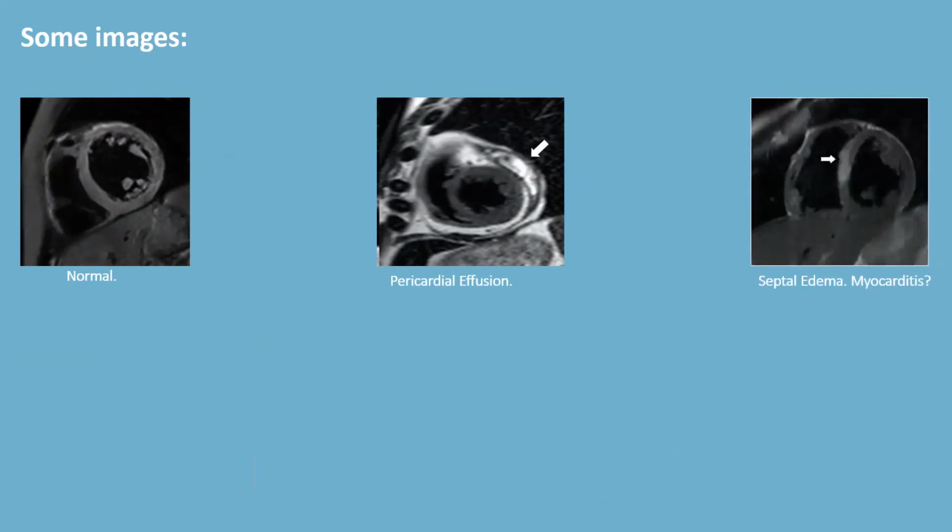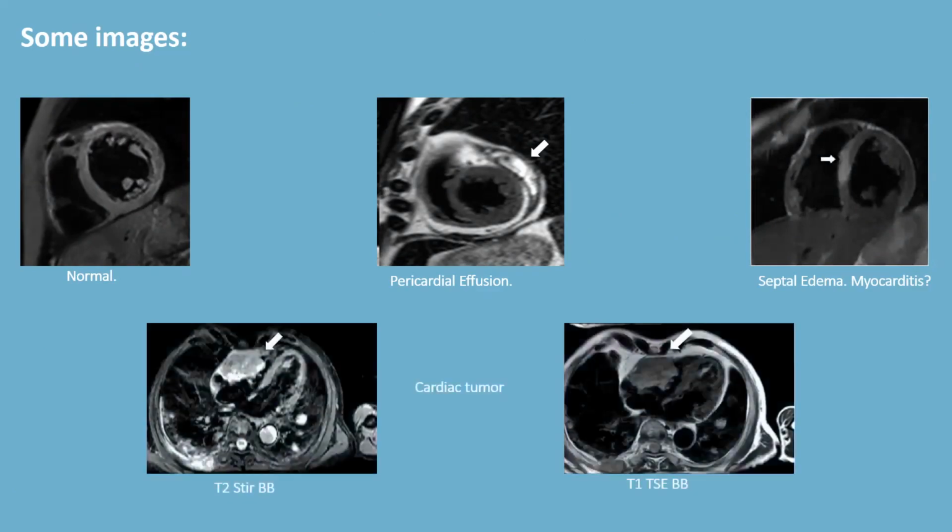Here we don't understand, especially if it is a septal edema or myocarditis. We can see here some tumor in the T2 steer black blood. Here there is a hypersignal, and also here in T1 turbo spin black blood, we can see a hyposignal. This indicates that there is a cardiac tumor.